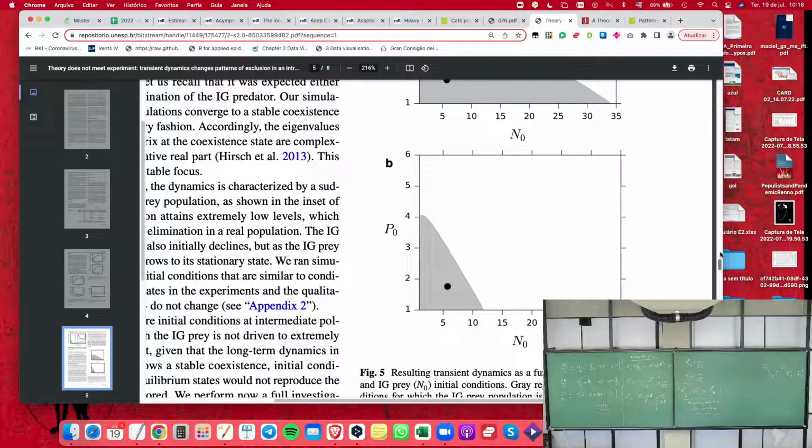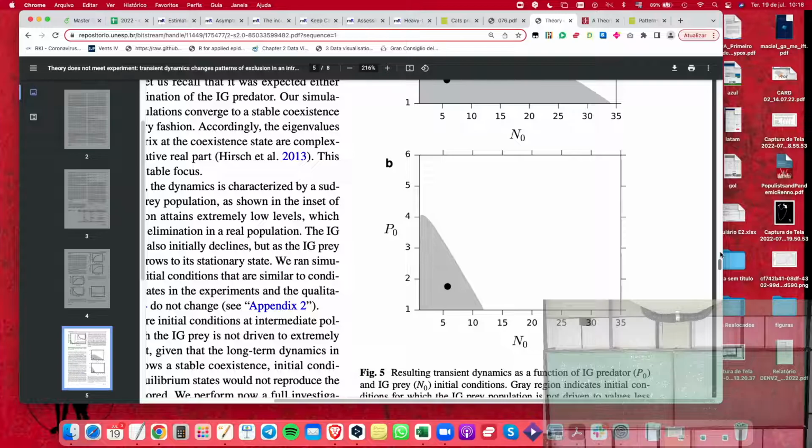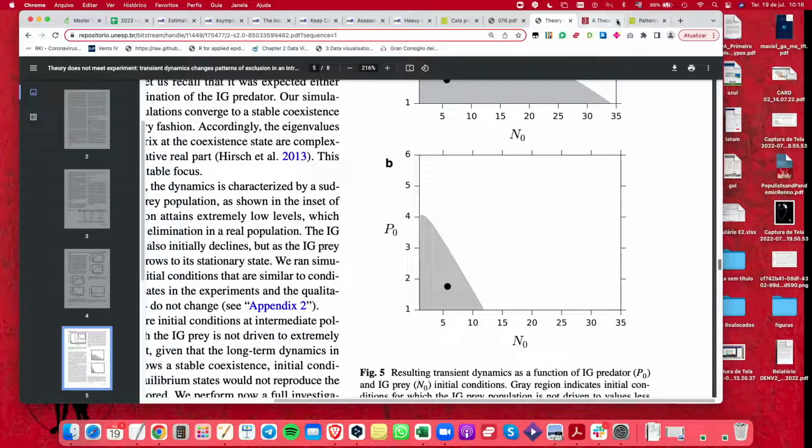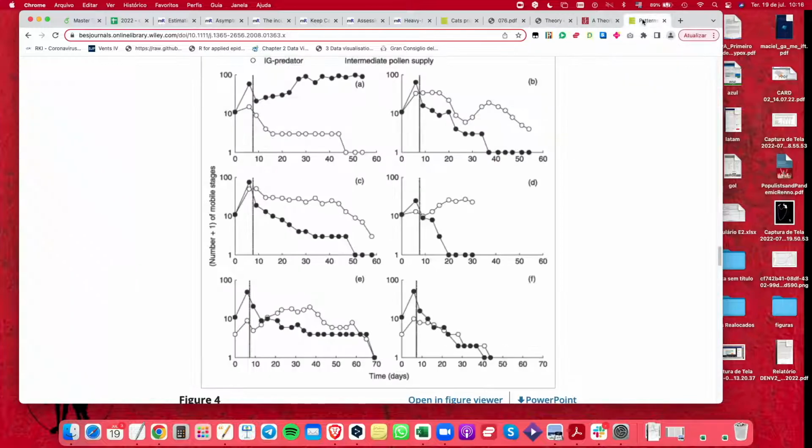Okay, so I have something else here. Okay, that's all about intraguild predation.